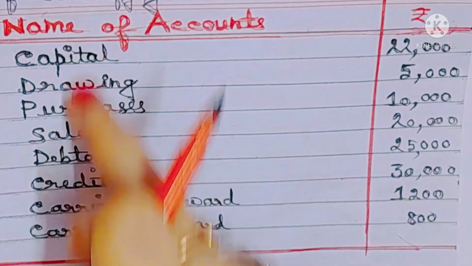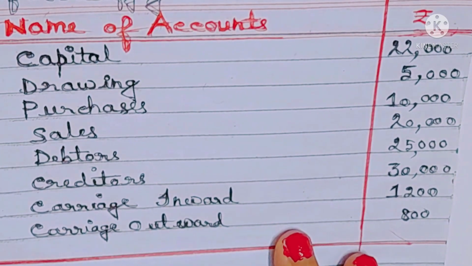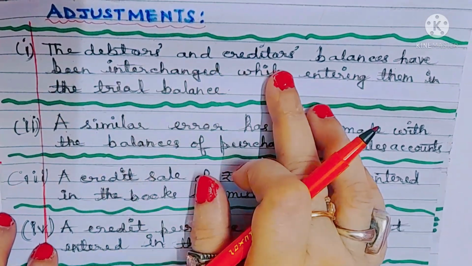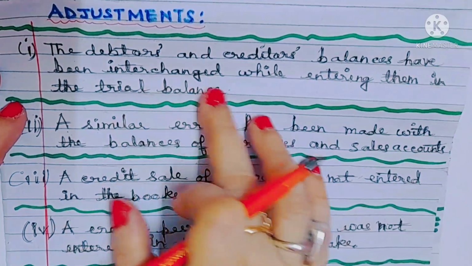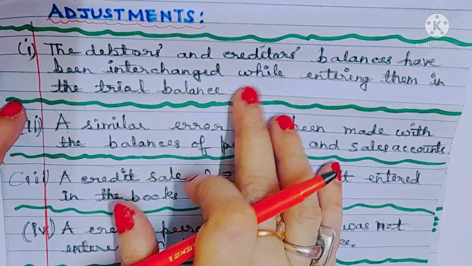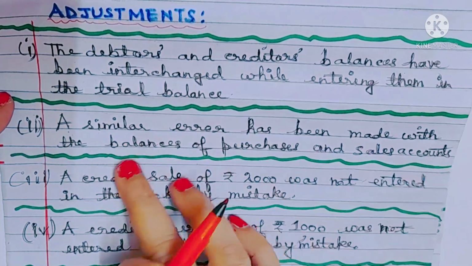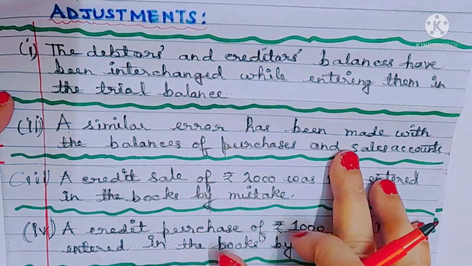See, we have written all the accounts. Now, let's see the additional information which is still left. Number 1, debtors and creditors balances have been interchanged while entering them in the trial balance. This is done. We have rectified. Number 2, a similar error has been made with the balances of purchases and sales account. This has been done too. We have rectified purchases and sales.